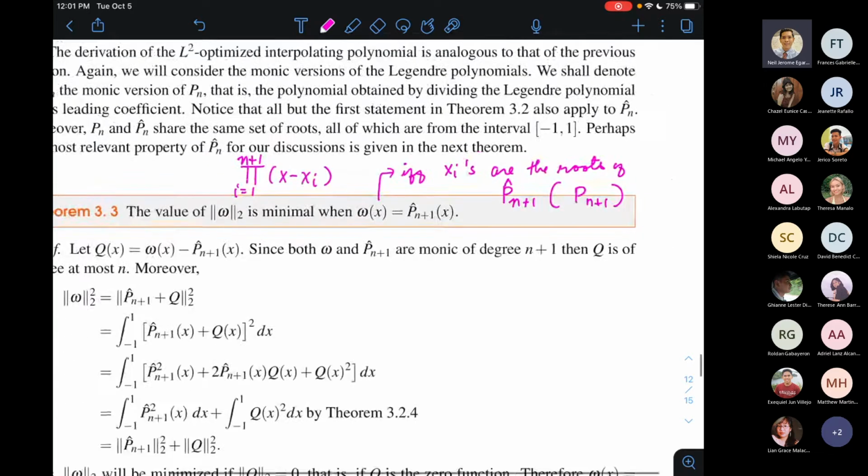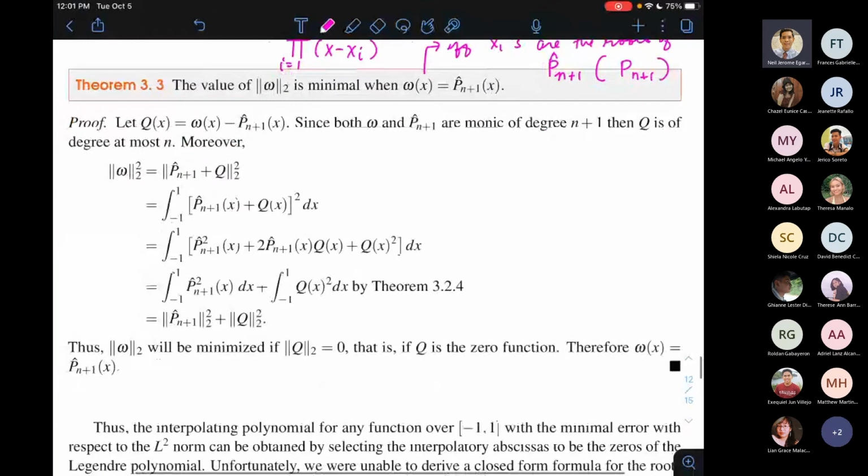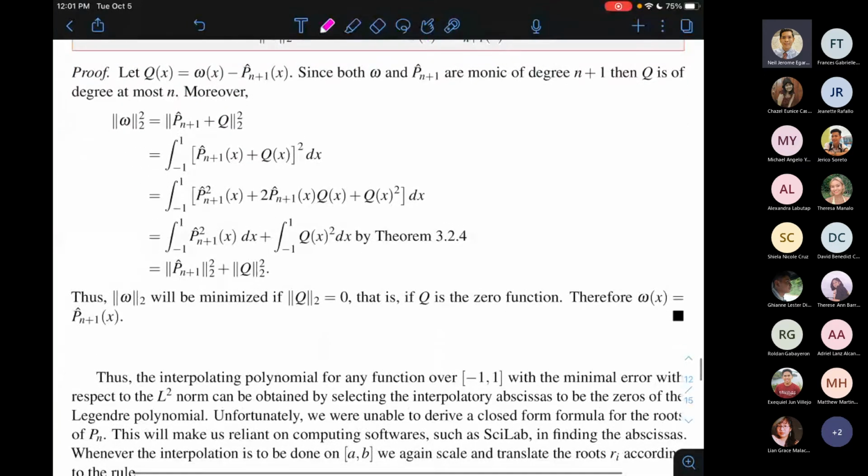Okay. Now, let's quickly look at the proof. I guess madali lang naman tong proof. So, again, usual trick na ginagamit natin, nagde-define ako ng intermediate function q. Pero yung function q ko ngayon ay omega minus p hat sub n plus 1.